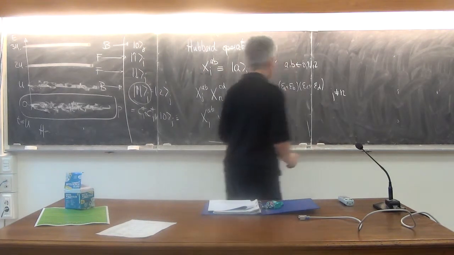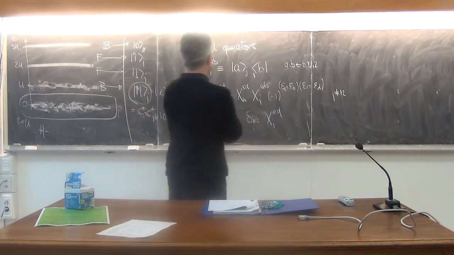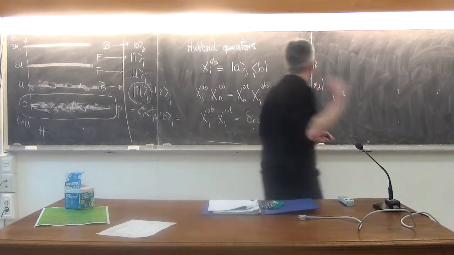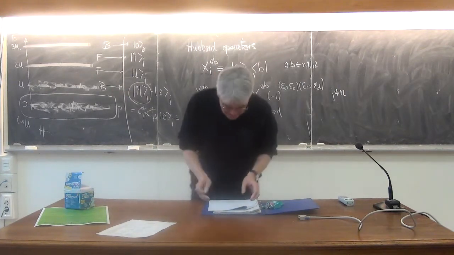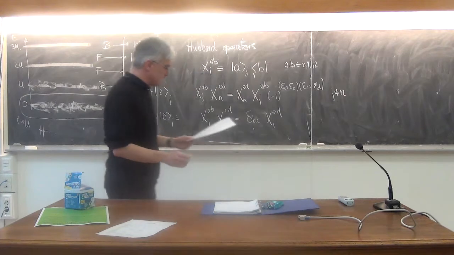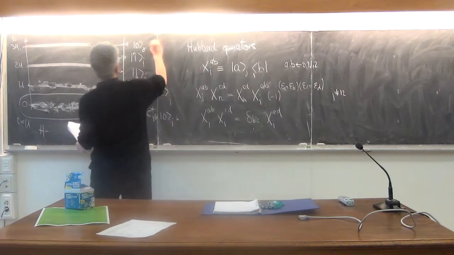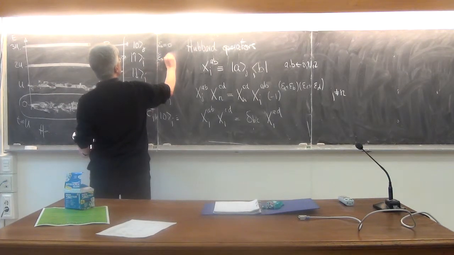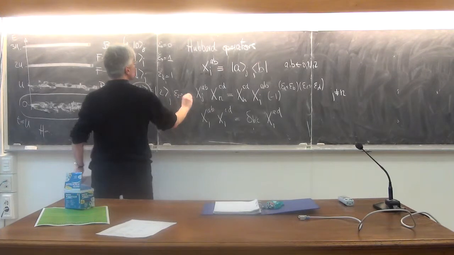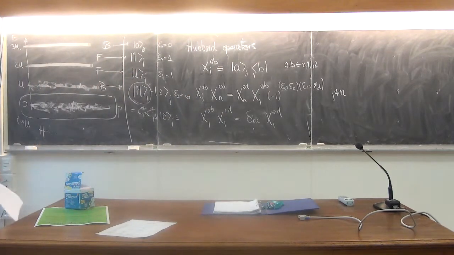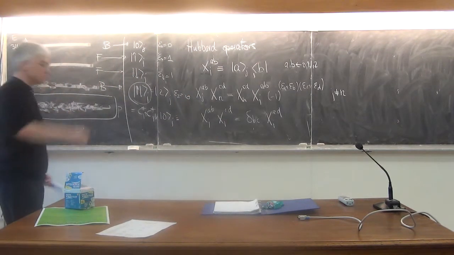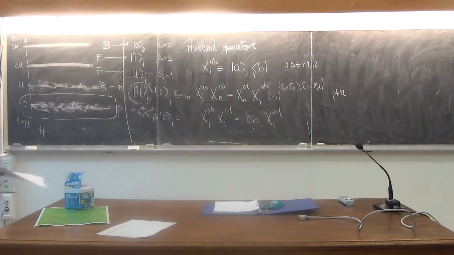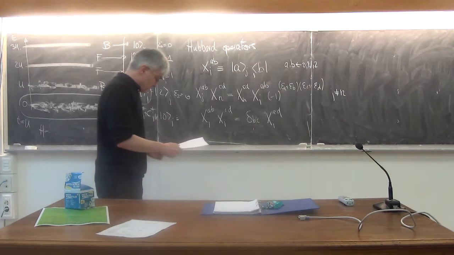What is epsilon? Epsilon is defined here: epsilon 0 is 0, epsilon up is 1, epsilon down is 1, and epsilon 2 is 0. It basically is the grading of the algebra. It tells you whether you have trouble.